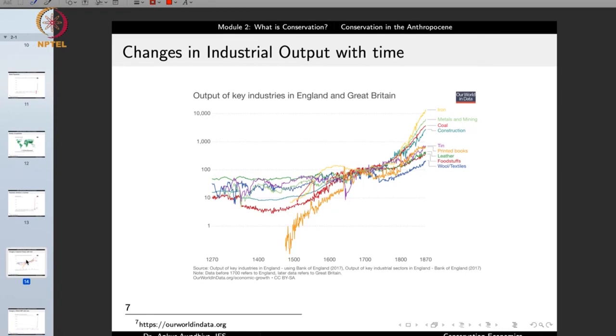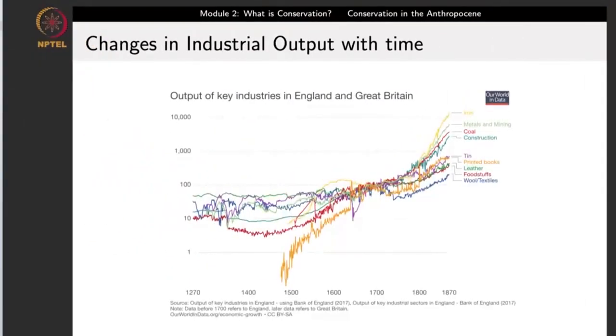Now let us have a look at affluence. Affluence can be measured by how much amount of resources are made available to each and every person to consume. If a society is able to produce more resources, those resources are available for people to consume. So we can have an indication of the amount of affluence through a measurement of the amount of industrial productivity. And we can observe here that the productivity of a number of items has been increasing.